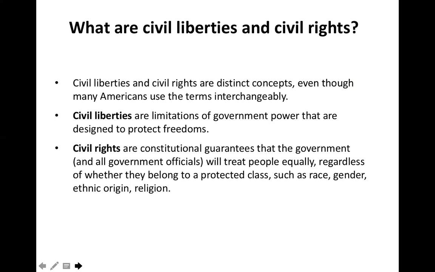So we're going to talk about civil liberties and civil rights this week. These are not interchangeable. These actually are distinct. Civil liberties are limitations of government power that are designed to protect freedoms, such as the right to freedom of speech, the right to bear arms, things like that. Civil rights are constitutional guarantees that the government will treat people equally, regardless of whether they belong to a protected class. These protected classes are race, gender, ethnic origin, religion, in some cases age, and I think the coming civil rights cases are going to be based on gender identity.